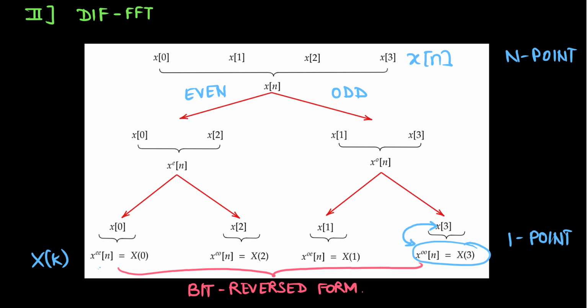Now in DIF FFT we had considered x of n as the starting point, and we are getting x of k as the output here, so there is no need of back tracing. So in case of DIF FFT there is no need of back tracing.